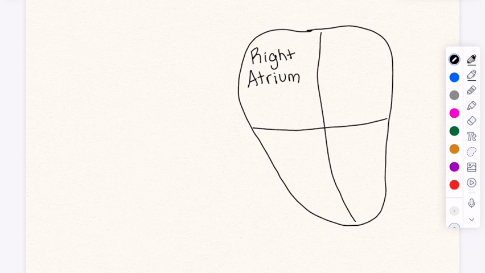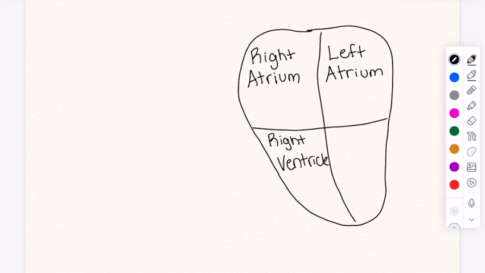And next to it will be the left atrium. The atria are the 2 chambers at the top. At the bottom, those 2 chambers are called ventricles. Under the right atrium is the right ventricle. And under the left atrium is the left ventricle. The left ventricle is the most muscular of the 2 because it has to pump the blood throughout the entire body, not just around the pulmonary circuit.